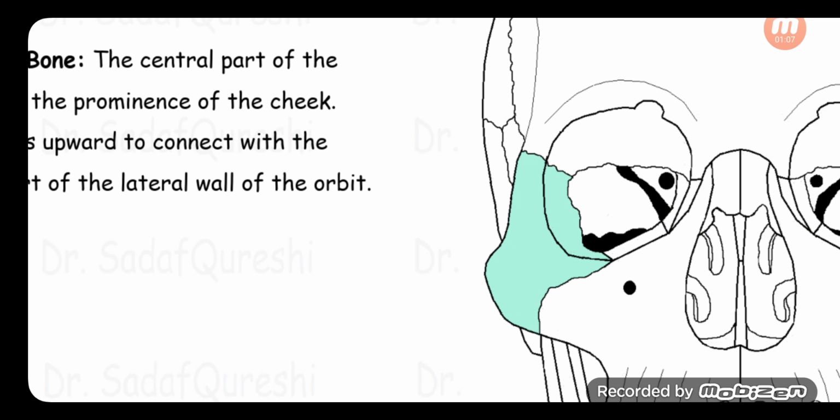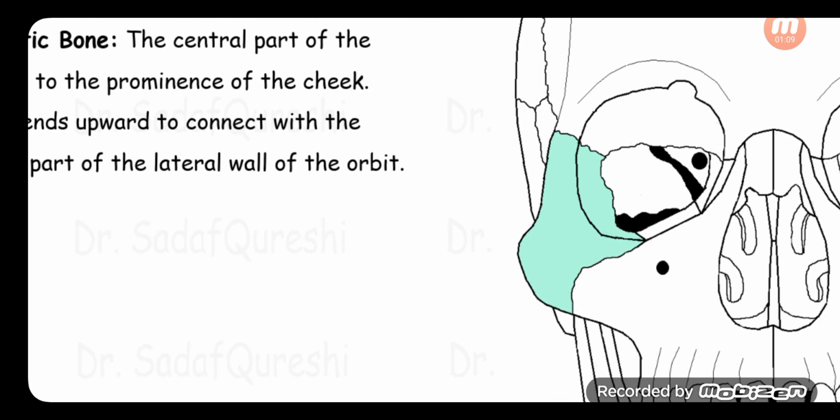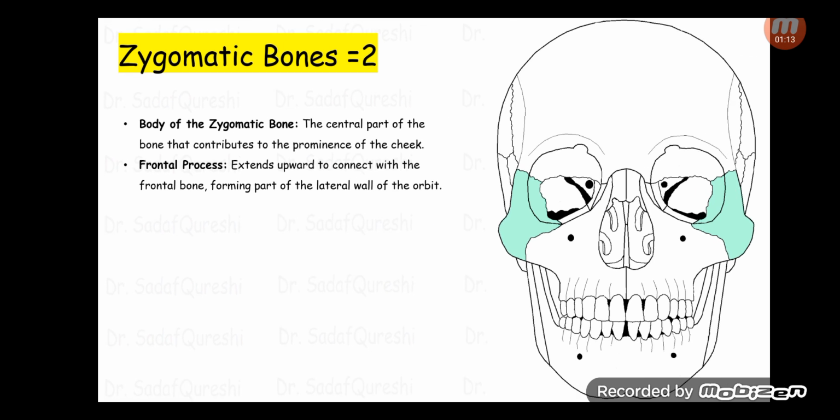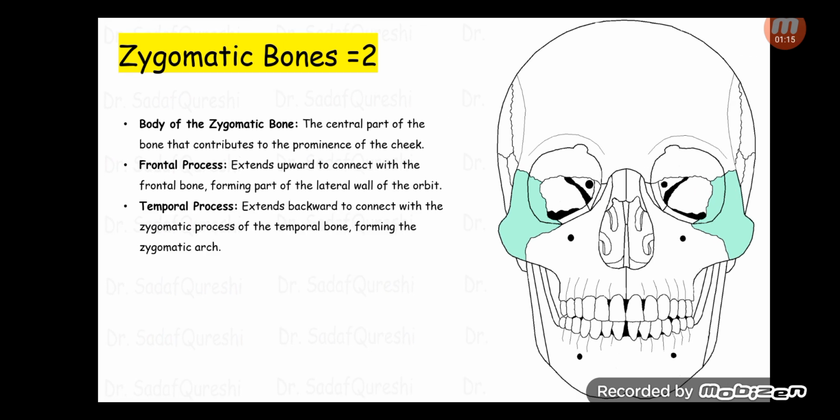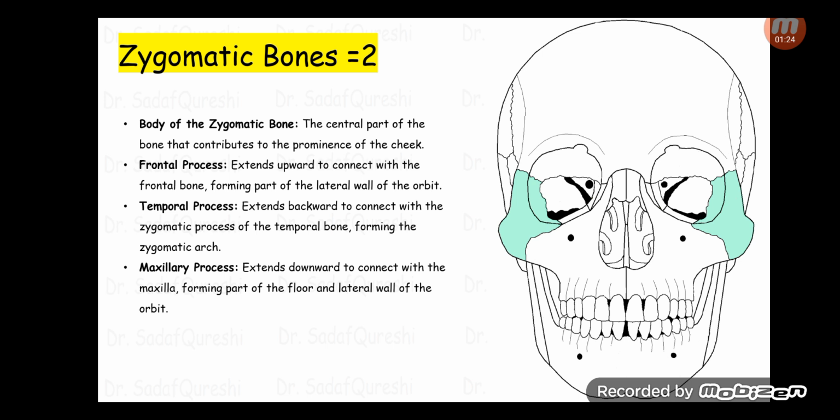Here you can see this area that goes upward and forms the lateral wall of the orbital cavity is called the frontal process of the zygomatic bone. Then it has the temporal process that extends backward to connect with the zygomatic process of the temporal bone and thus forms the zygomatic arch. Then it has another process called the maxillary process that extends downward to connect with the maxilla, forming part of the floor and lateral wall of the orbit.